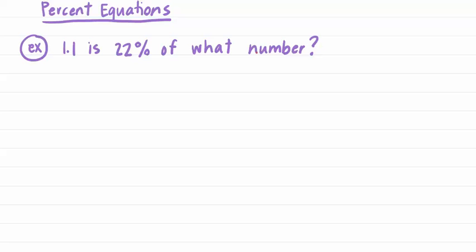Okay, percent equations. I'm going to jump right in here. First example. 1.1 is 22% of what number? I like to just translate each word or number into part of an equation. Remember that is means equals, of means multiply. A number is just a number.